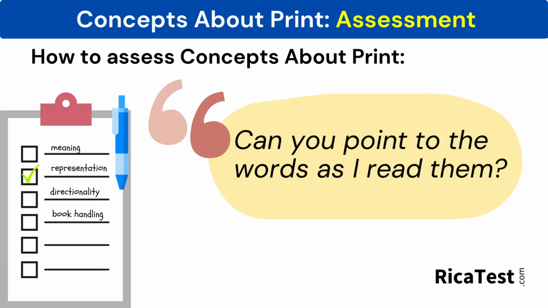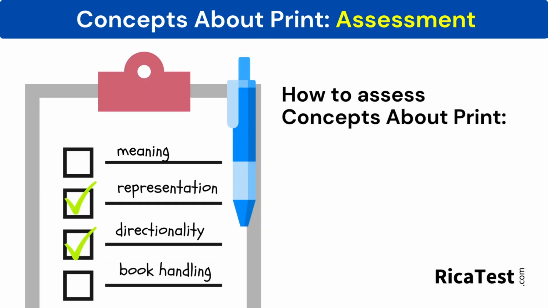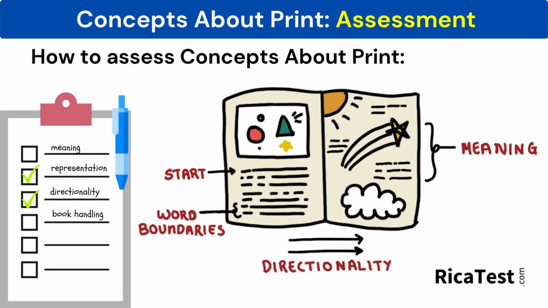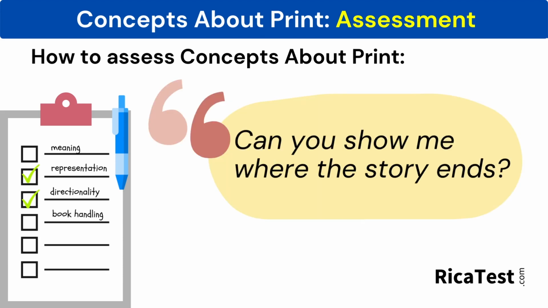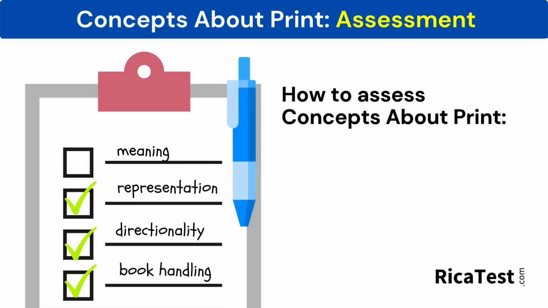The teacher will then ask, can you point to the words as I read them? Here, if the student can point to the correct words, the student demonstrates the understanding of directionality of concepts about print. Then, the teacher asks the student, can you show me where the story ends? If the student identifies the correct ending place, the student demonstrates an understanding for concepts about print for book handling skills.